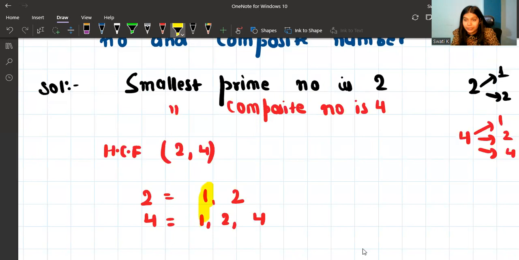1 and 2. Out of this, which one is the highest? Of course, the highest is 2. That is why the HCF of 2, 4 is 2, and the answer is 2. All right, so that is the answer. Now we can go to the next question.